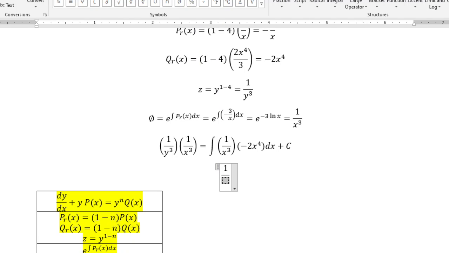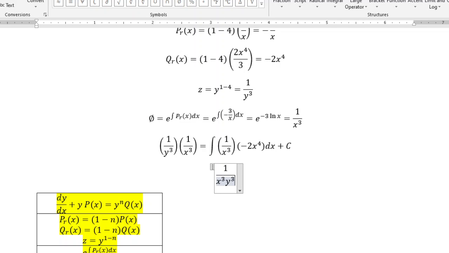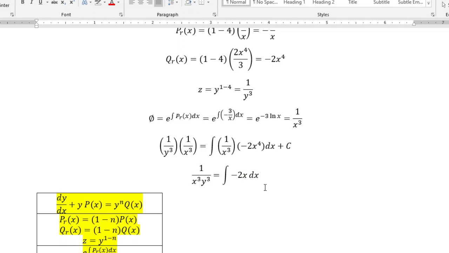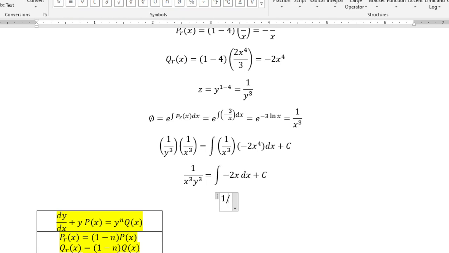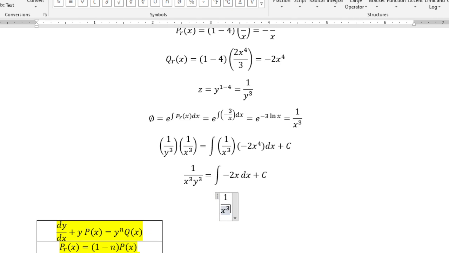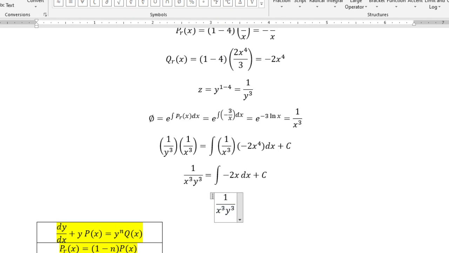So, 1 over x cubed, y cubed is equal to, magka-cancel out. So, ang matitira is the integral of negative 2x dx plus c. So, simple lang yung integral natin. So, 1 over x cubed, y cubed is equal to negative x squared, ang integral yan, plus c. Tama?